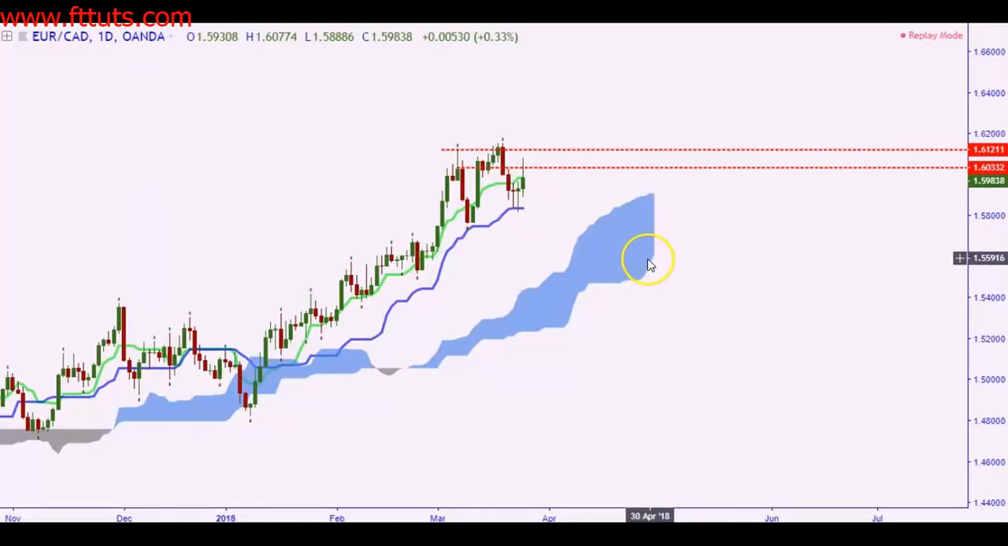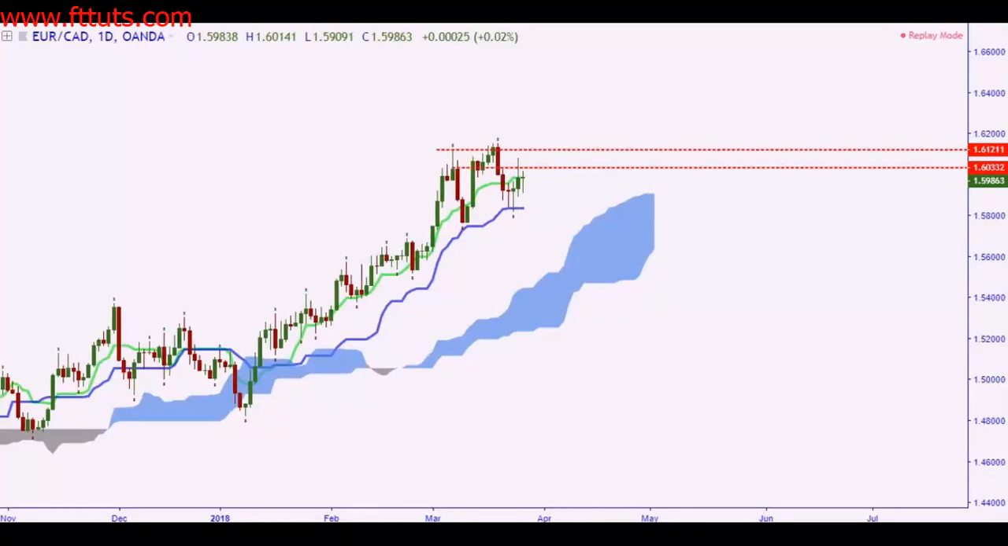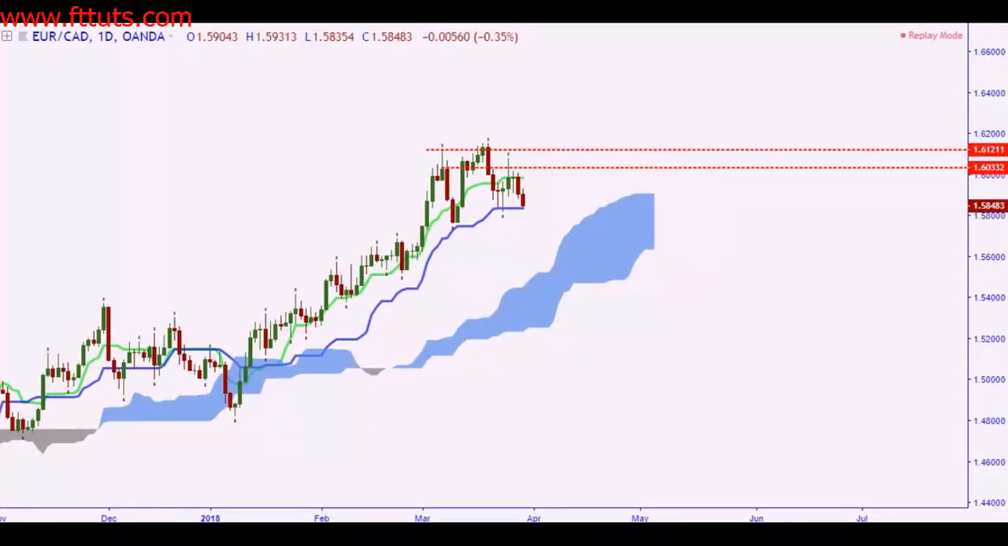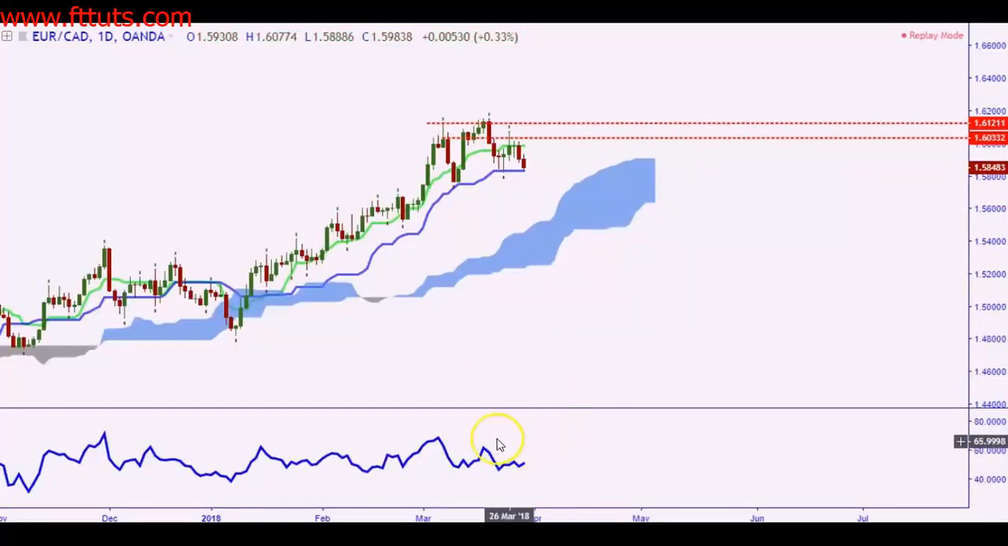Now, we have angulation on span B, but span A still is angling to the upside, but our cloud is thicker. But now we're starting to angle together. I have a first fractal here at the Kijun-sen, a flat Kijun-sen, and you can see how my span A is starting to flatten out. It rolled to the upside, it's starting to flatten out. The cloud got thicker and is starting to flatten out also.